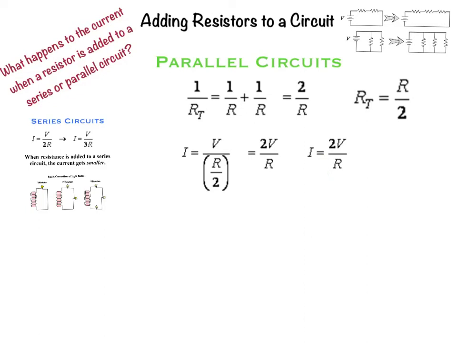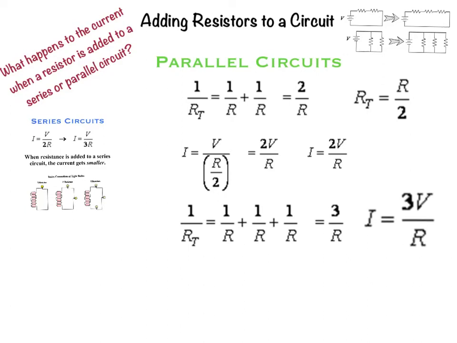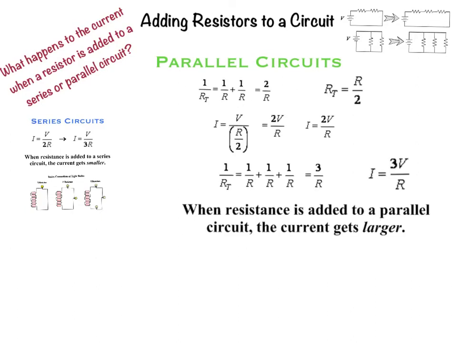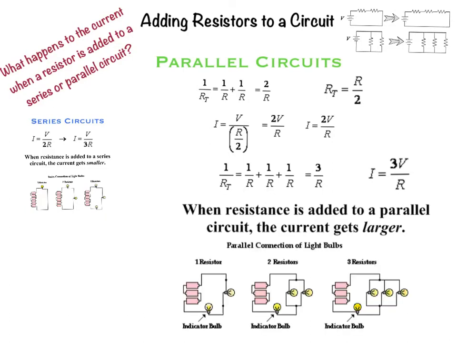When we add a third resistor, then our resistance becomes R over 3, which leads us to see that our current is 3V over R with our three resistors in parallel. This shows us that when resistance is added to a parallel circuit, the current gets larger. If our resistors are these light bulbs, then as we add resistance, each of those bulbs burns equally bright.